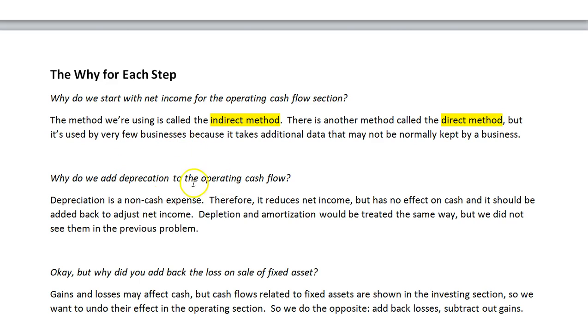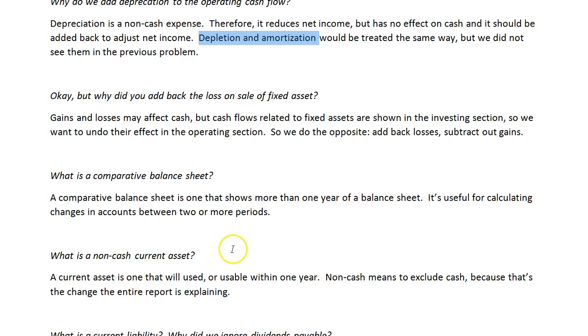Alright, why do we add back depreciation? It's just that depreciation is a non-cash expense, meaning it's an expense that lowers net income, but it didn't require a cash payment. So it's a non-cash expense, so we're always going to add back depreciation. Depletion and amortization, the other relatives of it, would be treated the same way, but we didn't see an example of it.